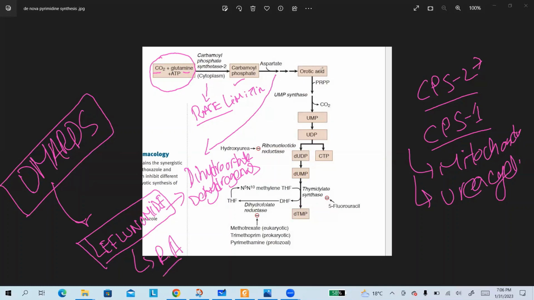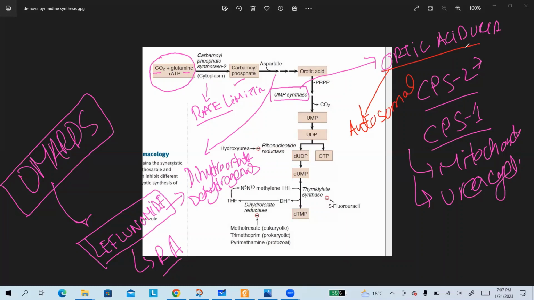Next, this orotic acid is converted into UMP, and this reaction is catalyzed by UMP synthase. Again, this is super high yield stuff. So deficiency of this UMP synthase occurs in orotic aciduria. Orotic aciduria is an autosomal recessive disorder. So what is deficient in orotic aciduria? This UMP synthase, and it is an autosomal recessive disorder.